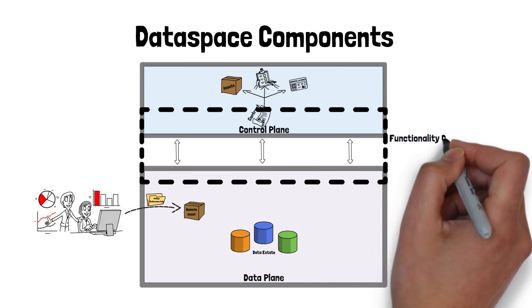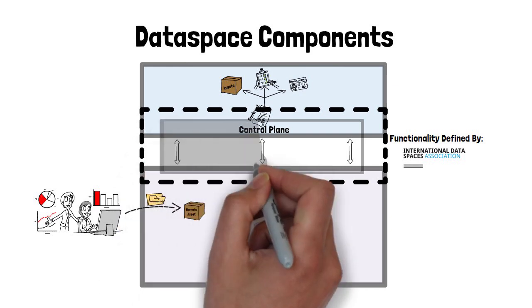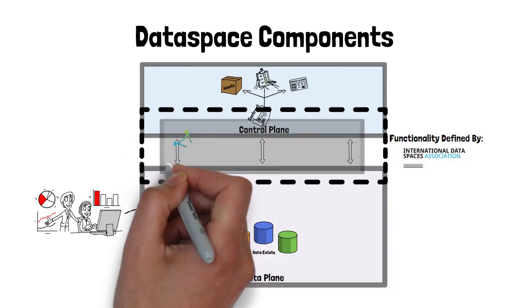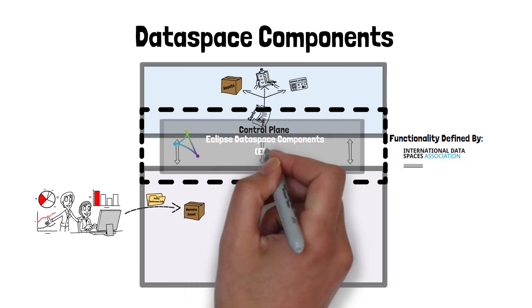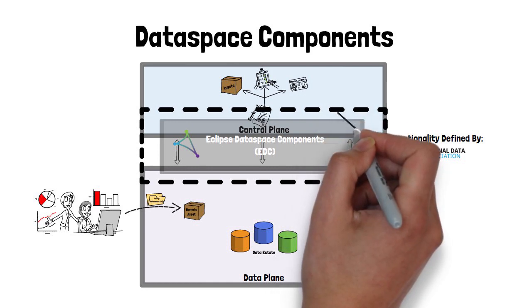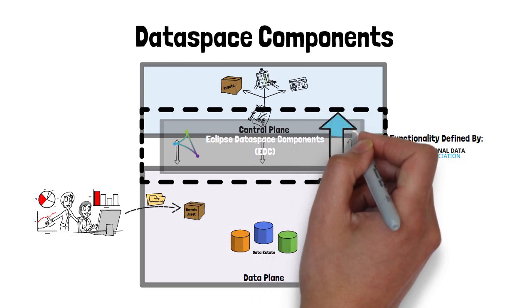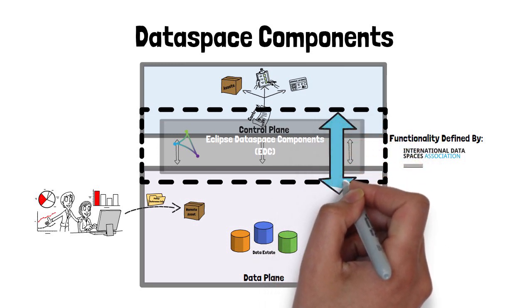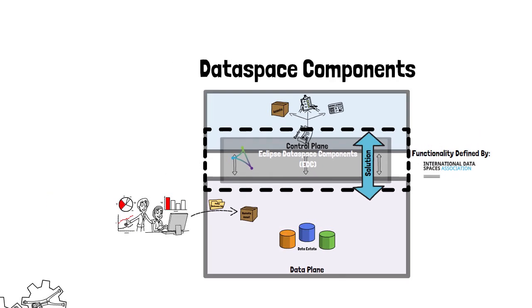Dataspace functionality is being defined by the International Dataspaces Association and an open standard established by the Eclipse Dataspace Working Group. Notably, Eclipse Dataspace components provide an open source implementation of the specifications as a framework for building deployable solutions. Integrating these components and applying them to the control and data planes allows organizations to build dataspace solutions and establish data sharing networks to address this and many other use cases.